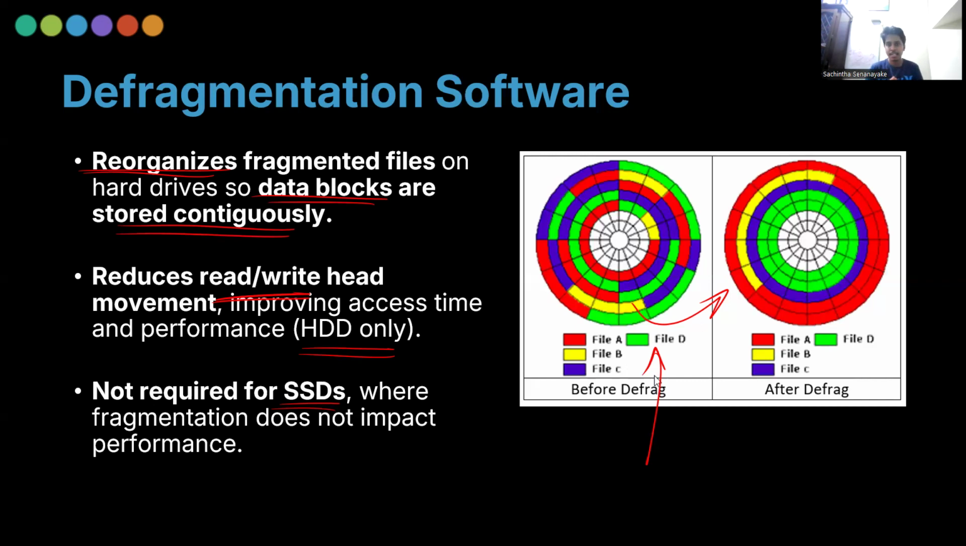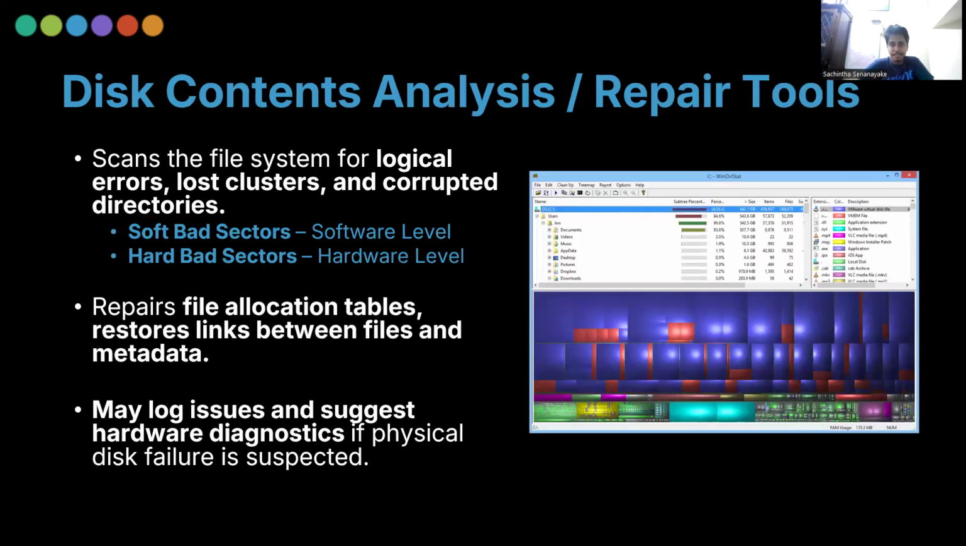They have no moving parts. So don't do defragmentation on an SSD because they're fast nonetheless. But for hard disk drives, absolutely, because it helps ensure that fragmented blocks are made contiguous, hence reducing the read-write head movement and therefore improving access time.